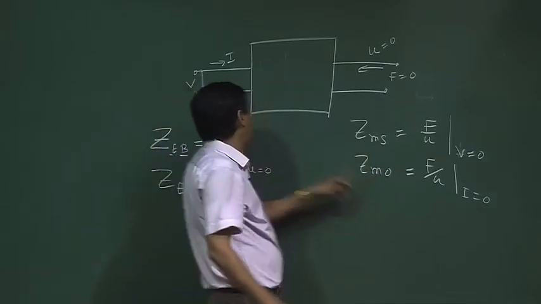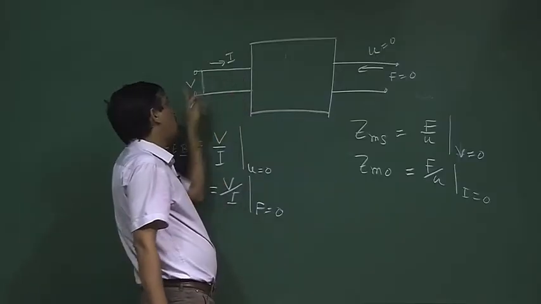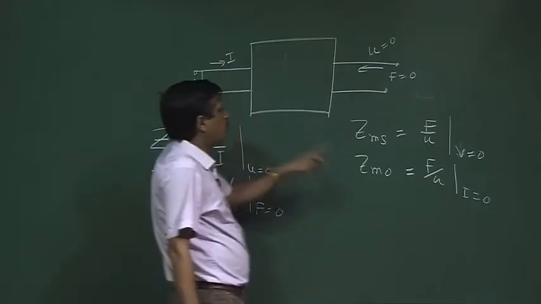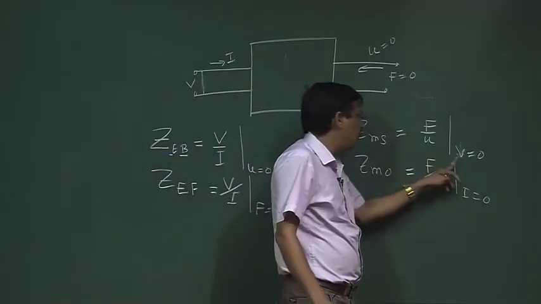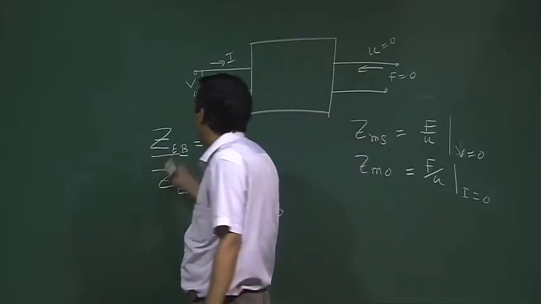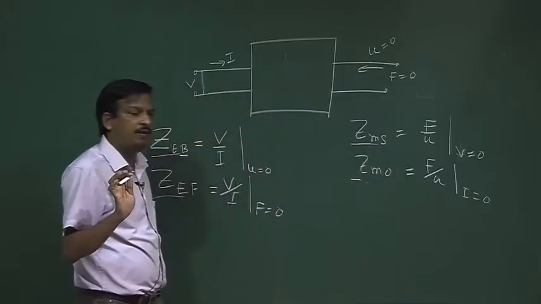When open circuit, there is no current flowing, so I equal to 0. Short circuit means current is flowing, but voltage equal to 0. So, short circuit mechanical impedance, open circuit mechanical impedance. This terminology will be used later on. So, I think a clear understanding is done.